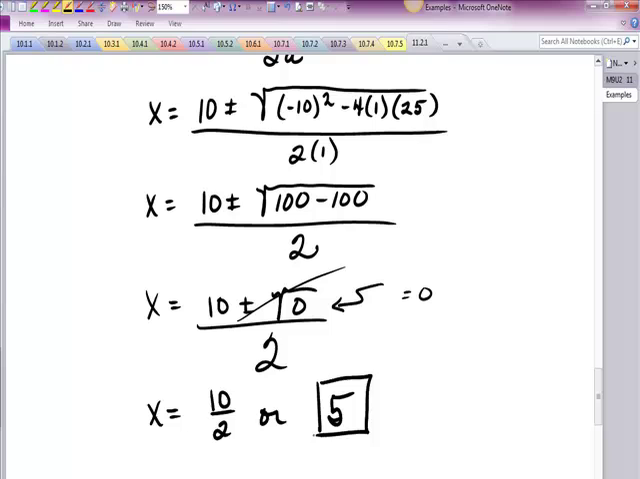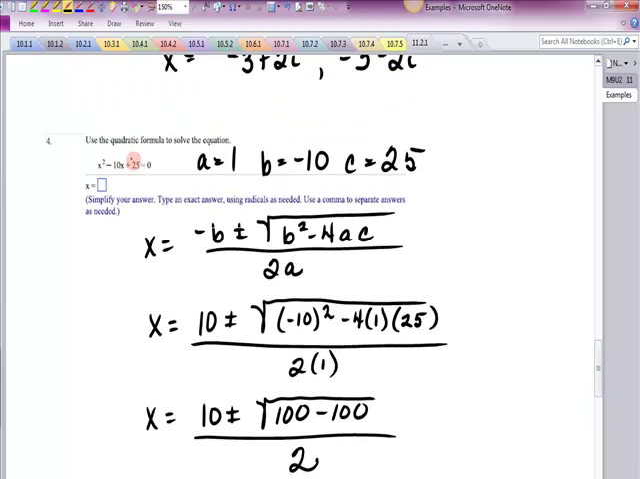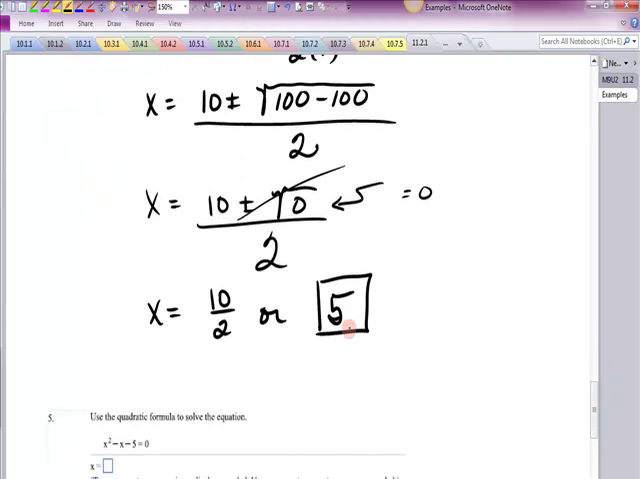I get one answer. It is sometimes called a repeated answer. X is 5. It's really 5 twice, but MathLab just wants it listed once. If you were to go back and look at this original problem, that's a perfect square trinomial. It's x minus 5 times x minus 5. So if x minus 5 is a factor, x equals 5 is an answer twice. Once again, MathLab only wants you to enter it one time.